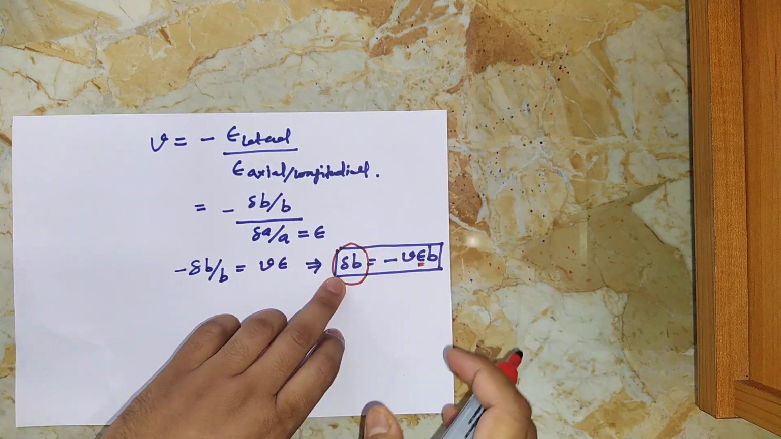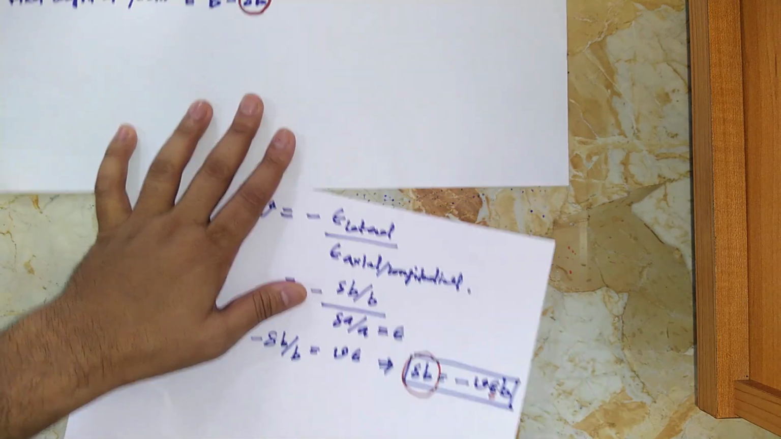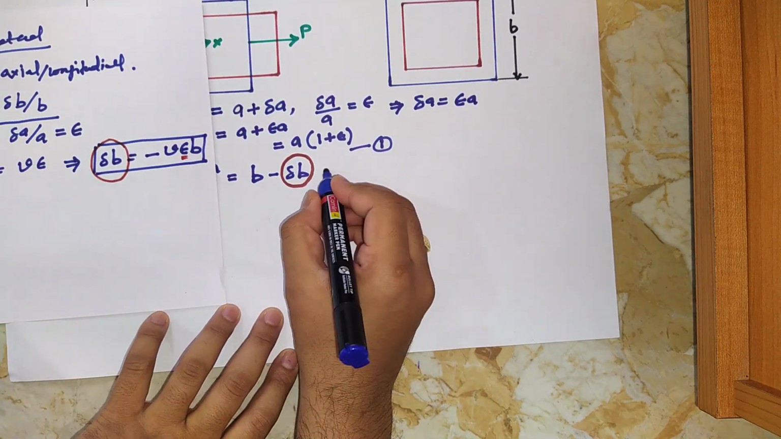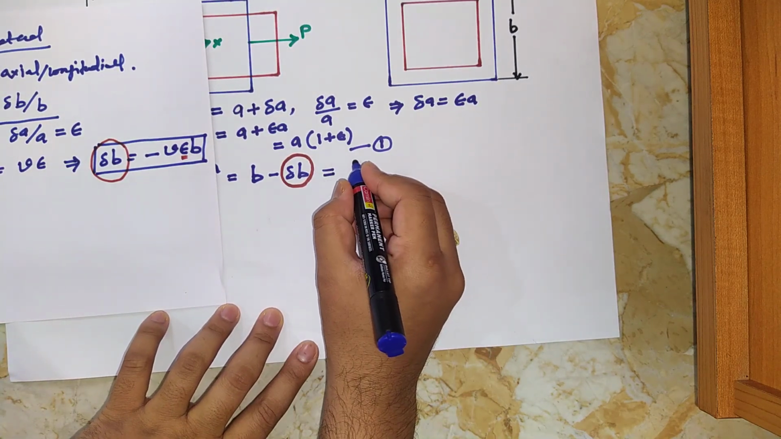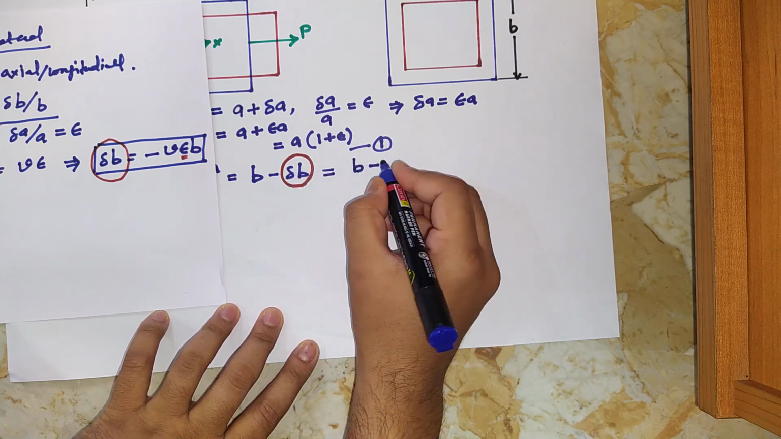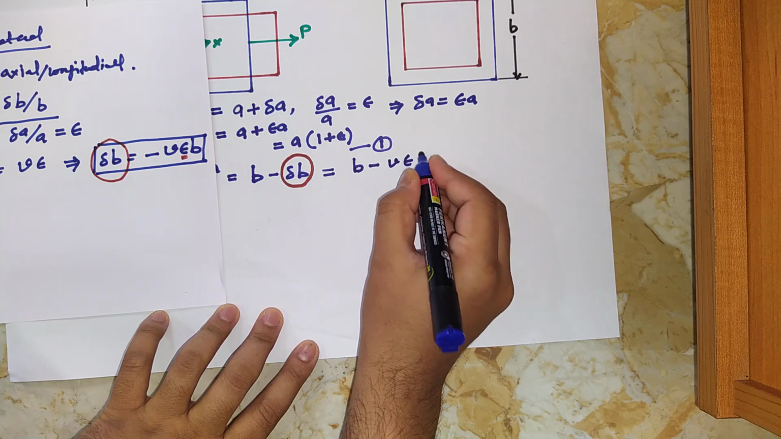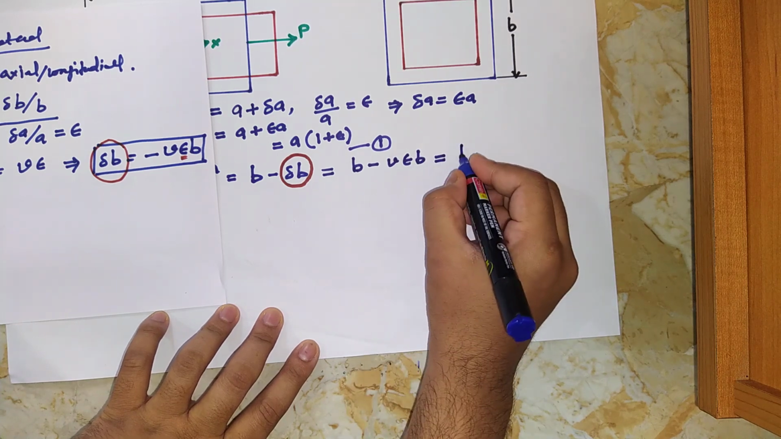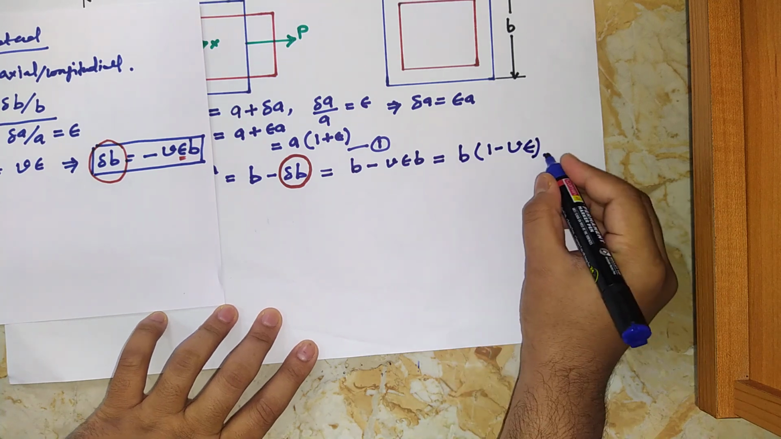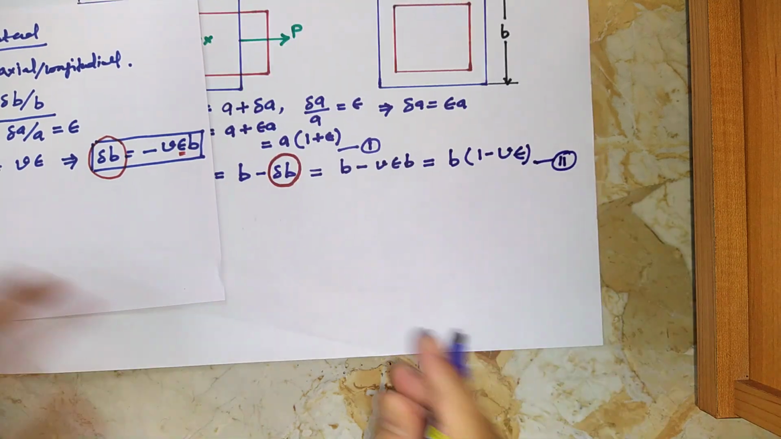So we'll substitute this in this equation and find out what happens. Putting the value of del b here, we find that the final dimension in the y direction will be b minus nu epsilon into b, which is equal to b into (1 minus nu epsilon). So this is the final dimension in the y direction.